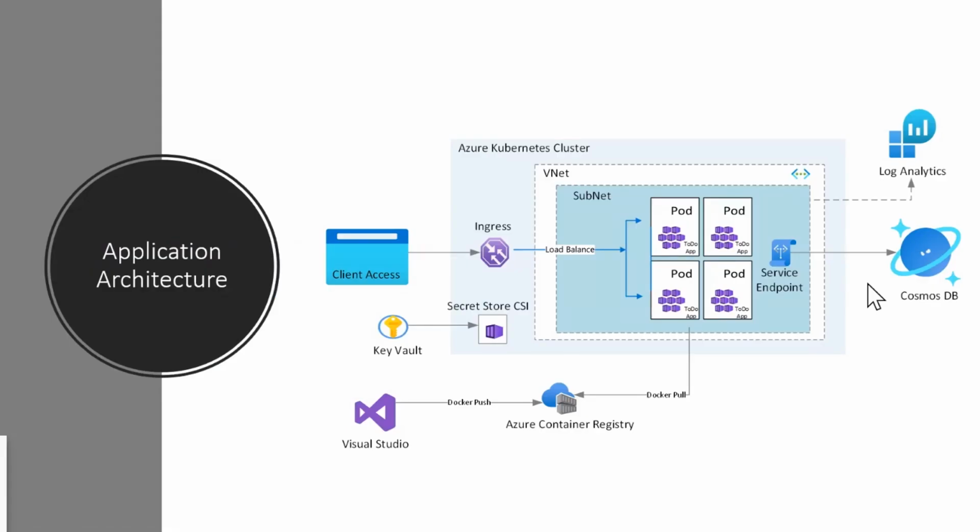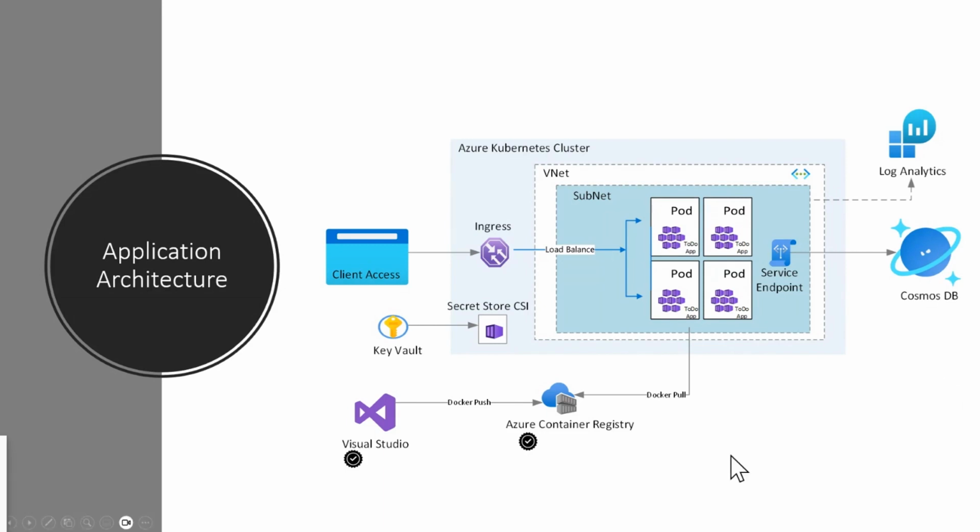So what we're going to look at is an application. We have taken a simple to-do application that we have for Cosmos DB, and we are going to deploy that using the concepts that I mentioned. So the first thing that we do is we write our application in Visual Studio. It could be Visual Studio or Visual Studio Code. Then we convert it into a Docker image and put it into Azure Container Registry.